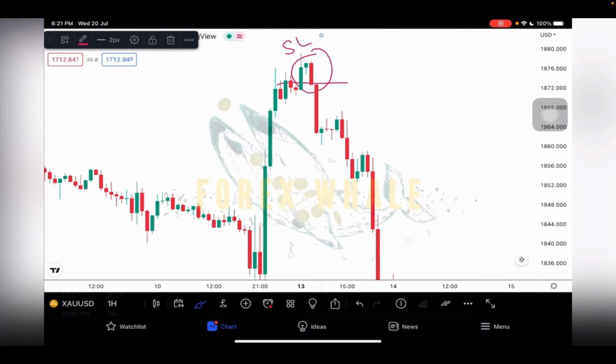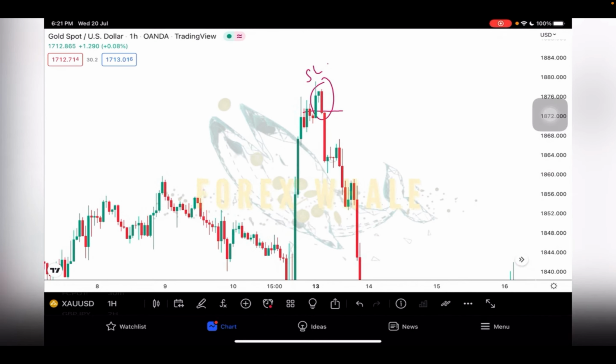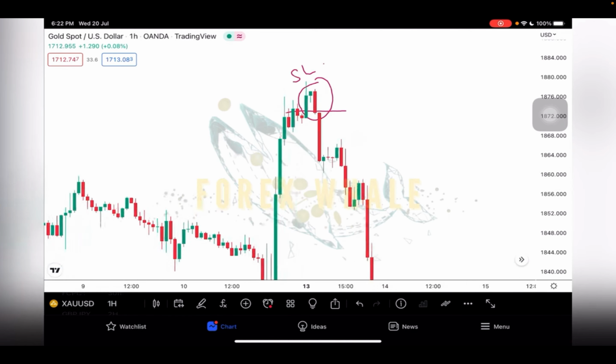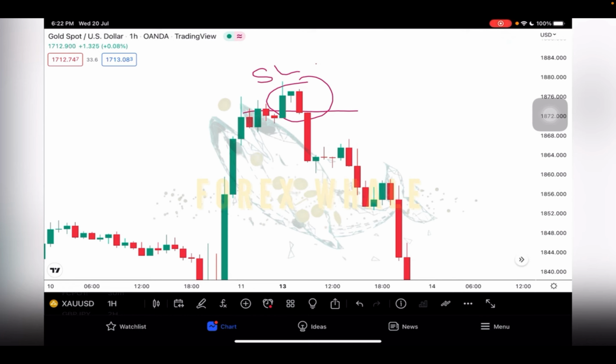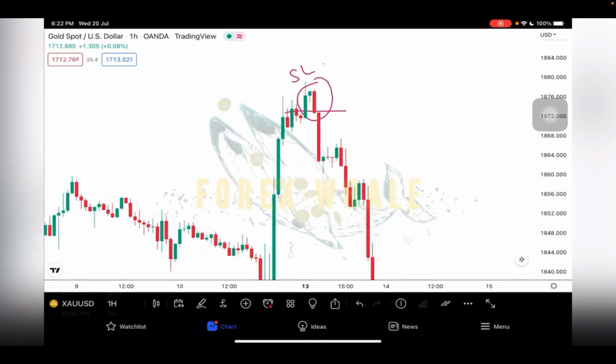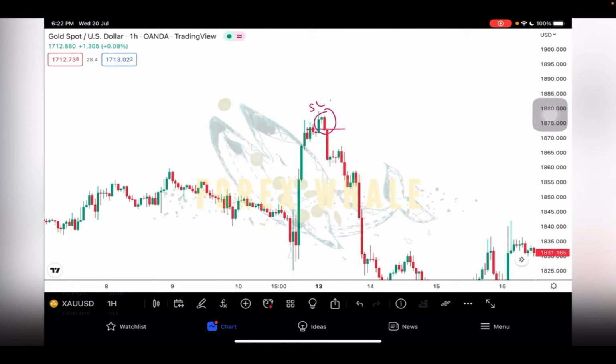But are there any added confluences here? No. So can we trade this? Yes, we can, but please make sure that you don't forget your stop loss and that you know this is a high risk setup. If there are no added confluences, that to me is immediately a high risk setup. But if you want to place your trades, go ahead, it's your choice.